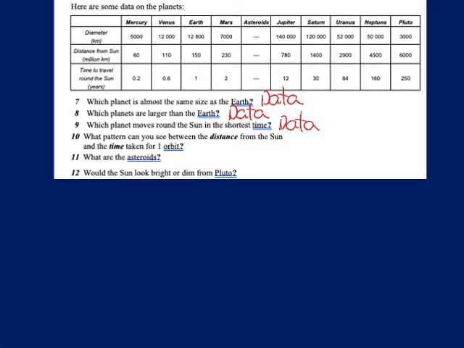What pattern can you see between distance from the sun and time to orbit? So you just need to sequence them for yourself and have a look and see, does the sequence match? So sequence data and find the trend. We're going to ignore our asteroids question. And would the sun look bright or dim from Pluto? Again, that's you now and using your observations.